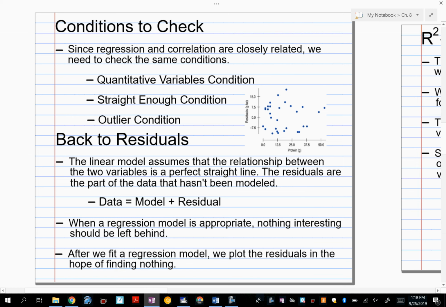We're still going to do the same thing. Check, are the variables quantitative? Straight enough condition: is the scatter plot linear? And then the outlier condition: are there any unusual features going on? If you're all good there, then you're ready to make the linear model, which we'll do today on Desmos.